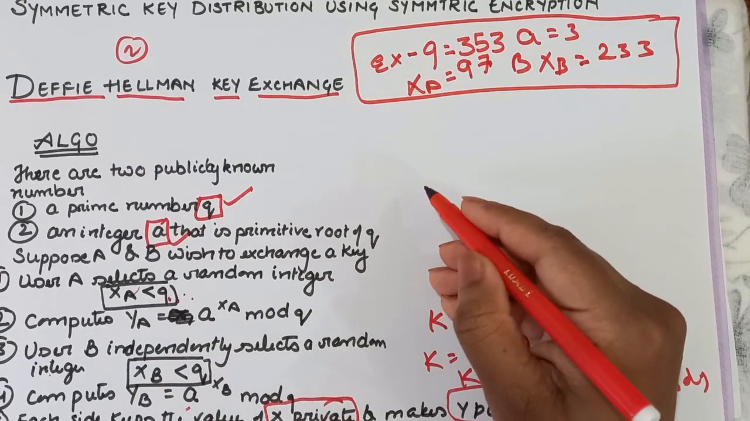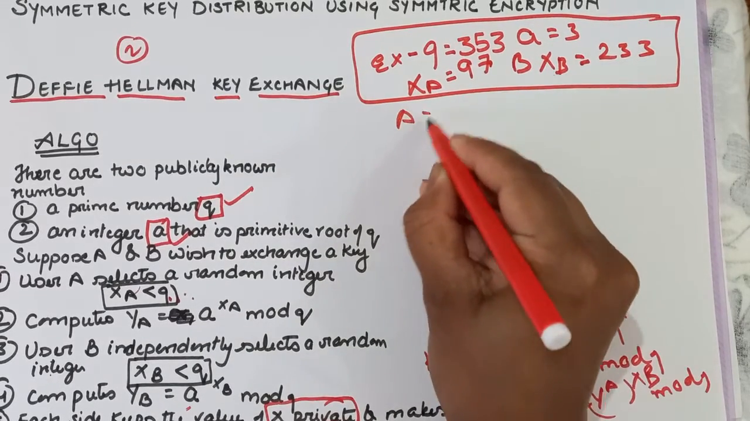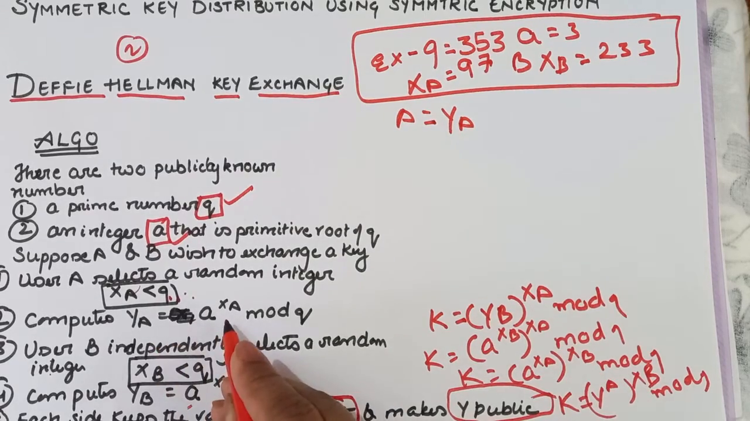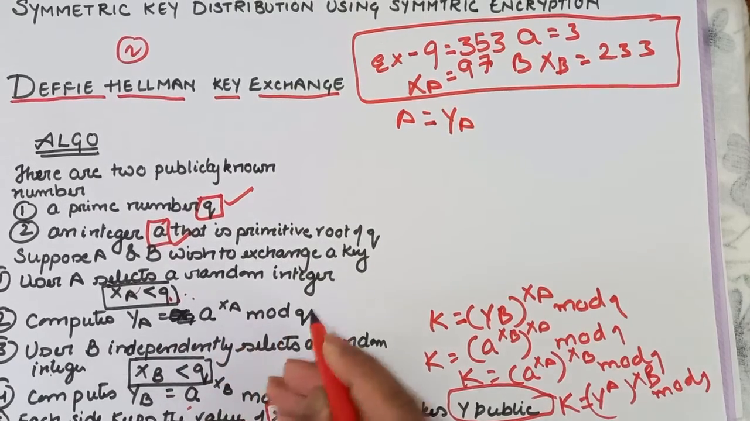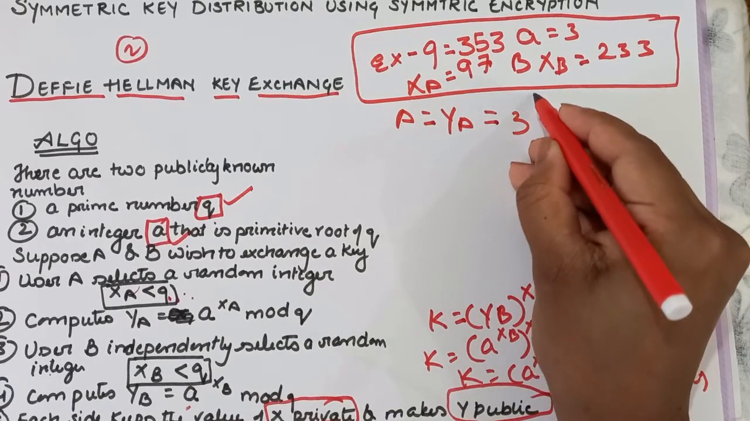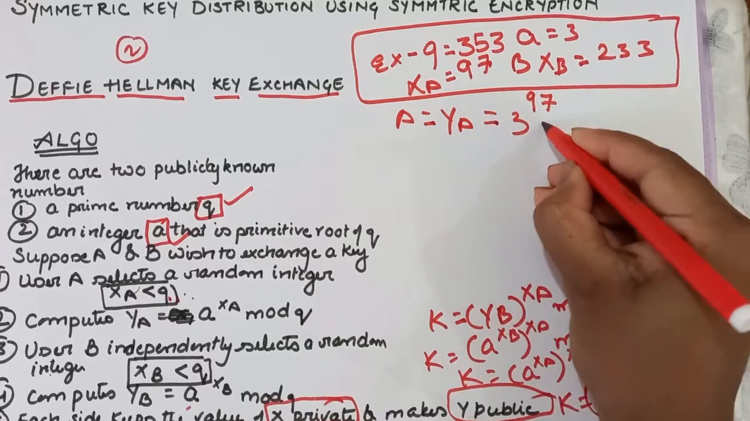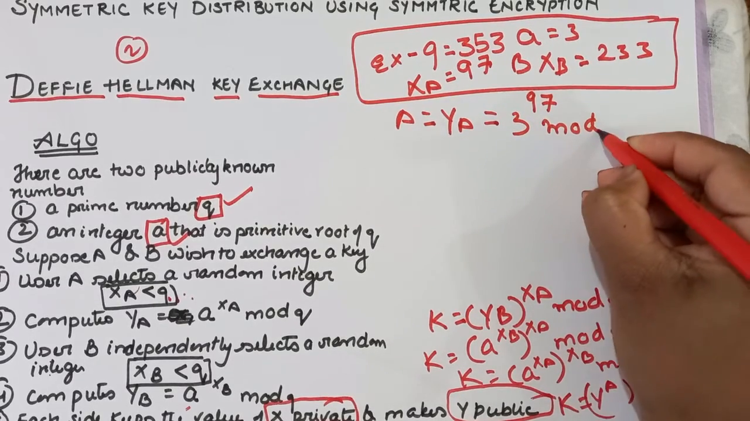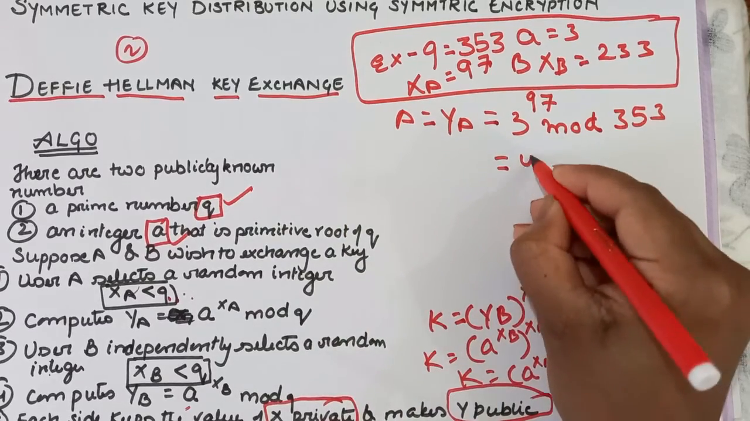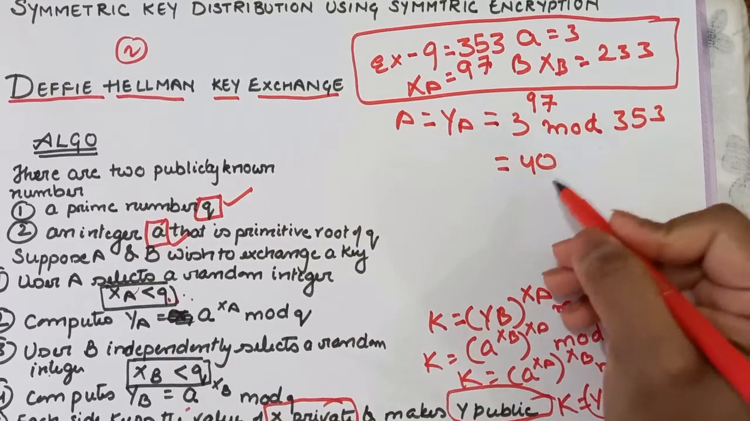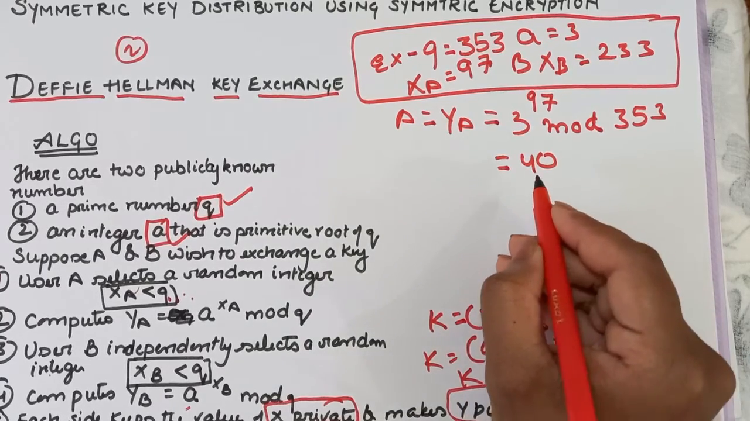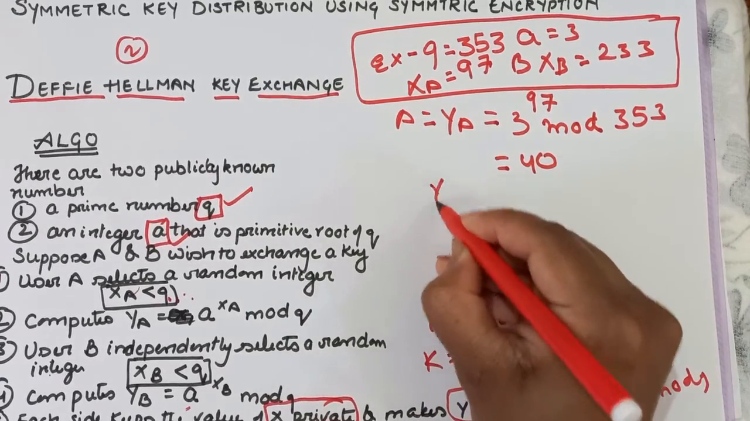Now after this, what will I do? After this, a will compute ya. How will it compute ya? ya is equal to a to the power xa mod q, which is 3 to the power 97 mod 353, right? If you find out the answer for this, the remainder will be 40. You can use the modular exponentiation method, or Fermat's theorem for this.